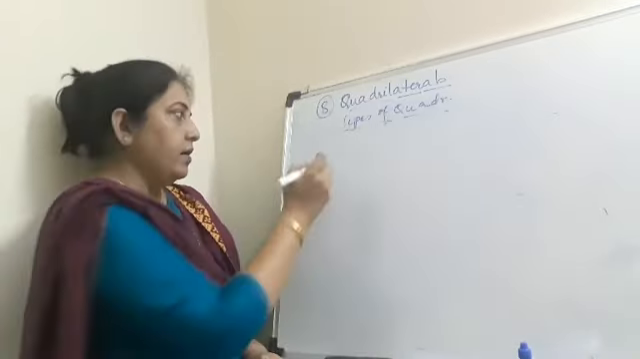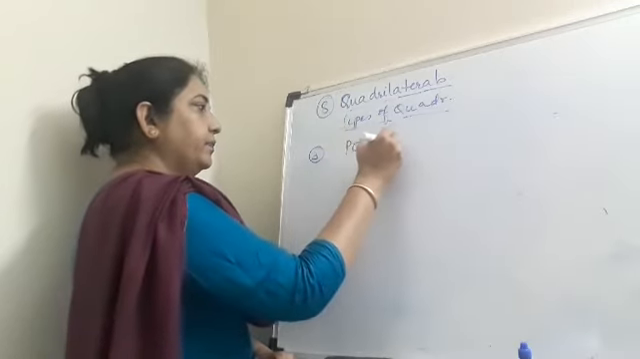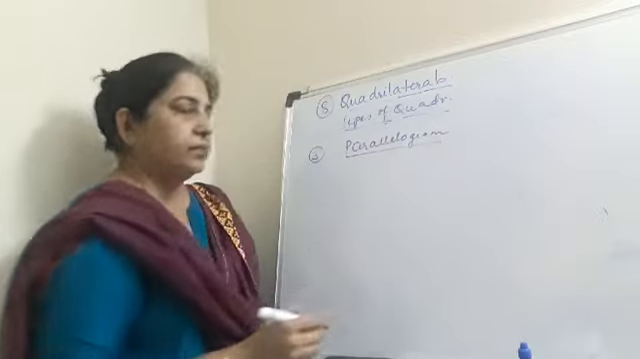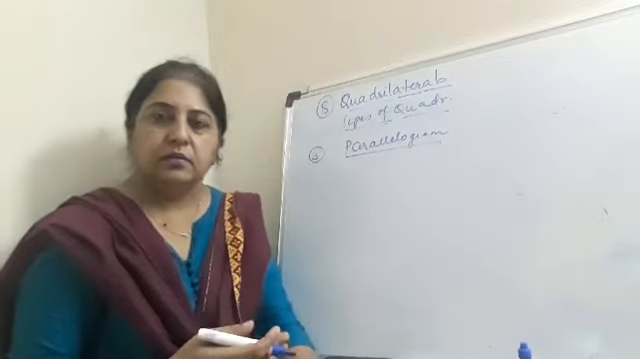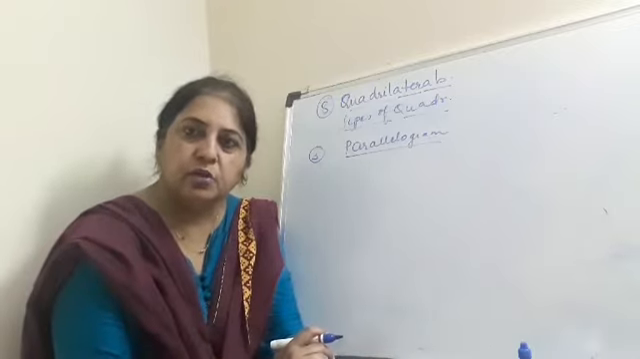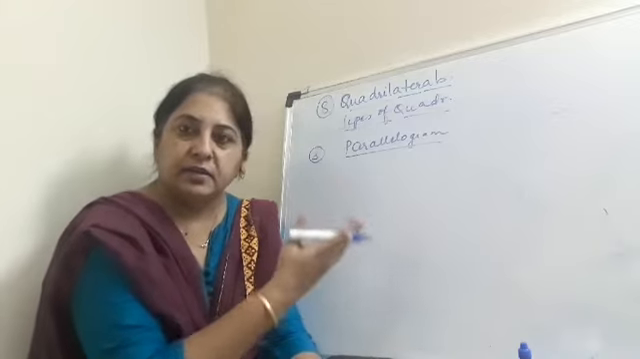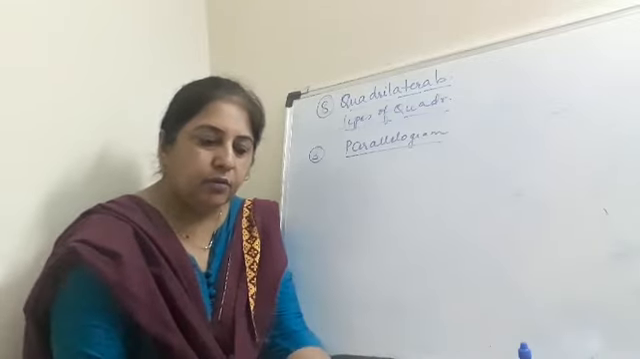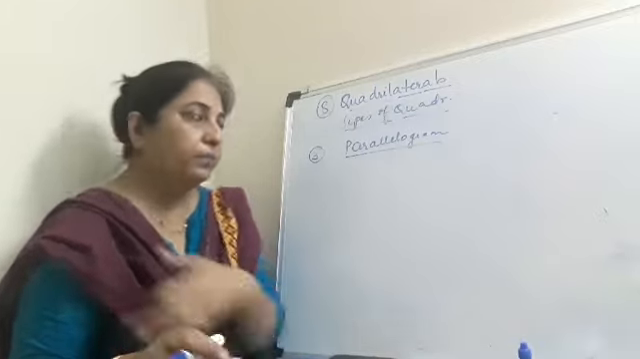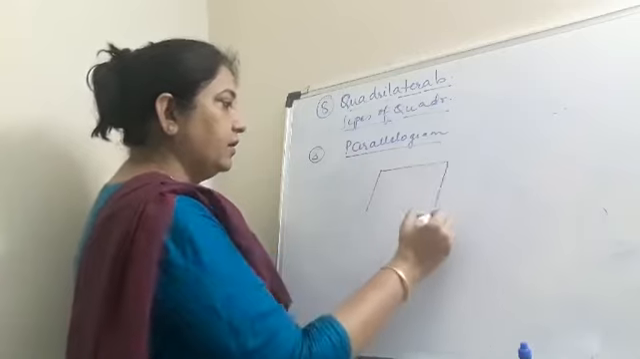Next, the third one, parallelogram. You know that, children, parallelogram is a very common one. Most of the time we use the properties of the parallelogram when we are solving questions, and parallelogram has different types. Rhombus, rectangle, and square are different types of parallelogram. But before that, I'm going to tell you the properties of the parallelogram.